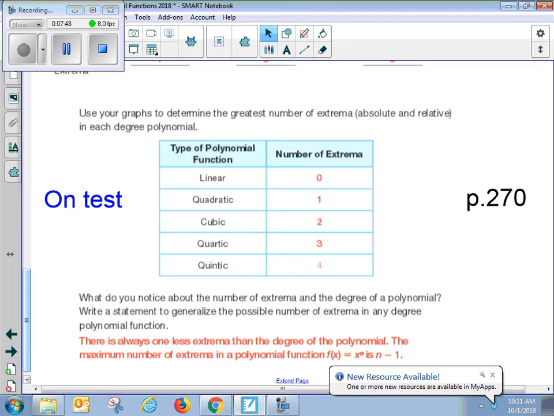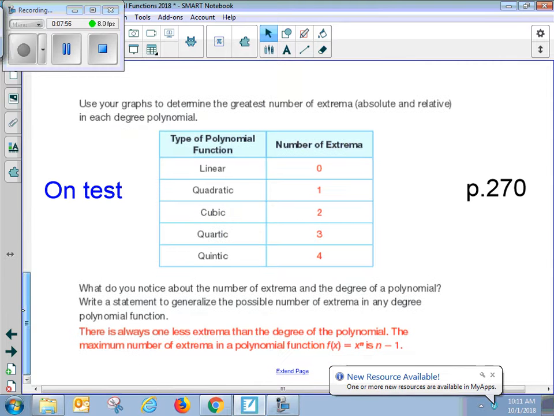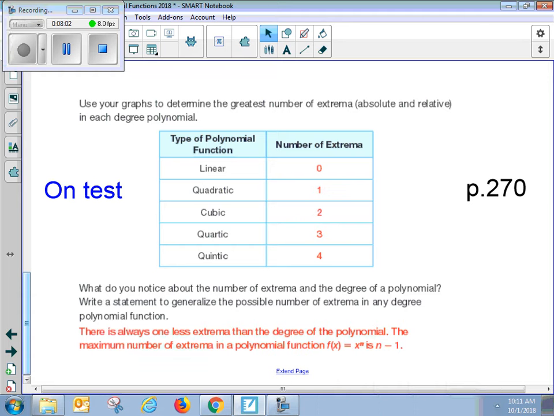If it feels like I'm saying the same thing over and over, I am, because I wanted it to sink in. I want it to be, oh, yeah, that's pretty easy. Now, the rule at the bottom that I wrote to you, it says, what do you notice about the number of extrema and the degree of the polynomial? There's always 1 less extrema than the degree of the polynomial. N is the degree. That's why we use the n minus 1. Good? Question? Okay, so I'm hoping you will get that right on the test.